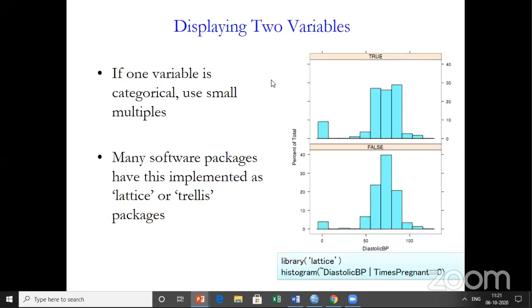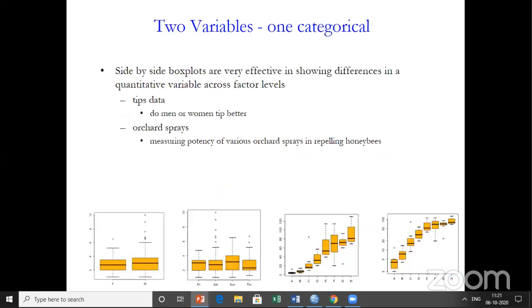So this is displaying of two means, right? Or two variables, how they are being taken. These are the true histogram, and this is the false histogram, right? Diastolic blood pressure. Many software packages have implemented this. This is a simple way to see how the two variables are behaving, in terms of small multiples of the data. That can also be seen here, right?